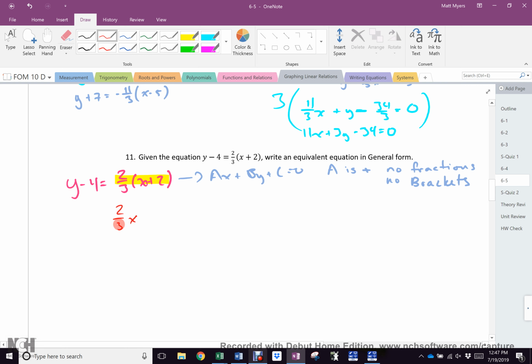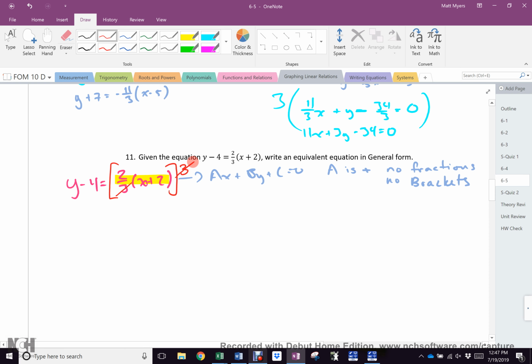What bothers me there? The fraction. Could I get rid of it? How would I get rid of that 3? If I multiplied by 3, I'd get 2x. And then what would I do to get rid of that 2? I'd divide by 2. So, what can I do here to make it look prettier? Get rid of the fraction, which means doing what? Multiply by 3.